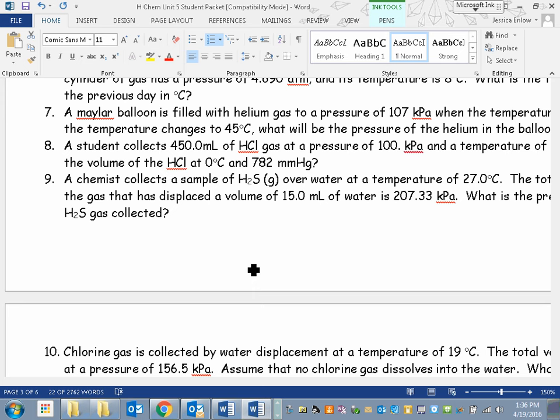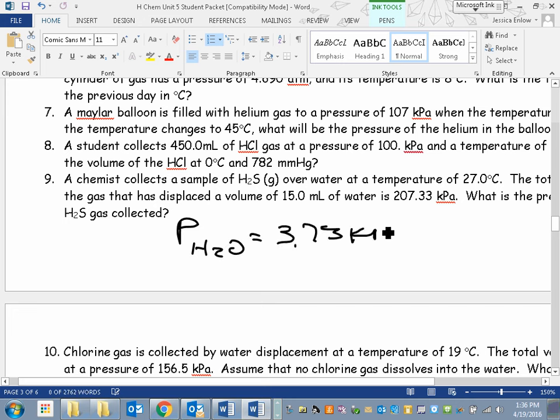I should have put it in the problem. I meant to tell you yesterday, but we were doing a couple other things. The water vapor pressure is 3.73 kPa. So P of water vapor is 3.73 kPa. And it tells us that the entire pressure of the gas is 207.33 kPa. So that's basically PT, which is our P total.